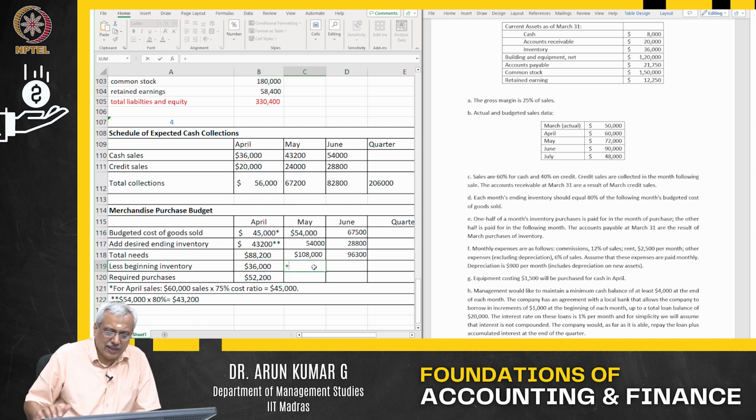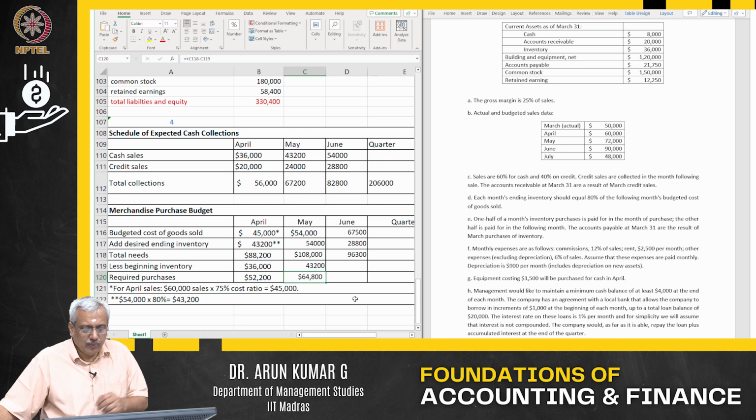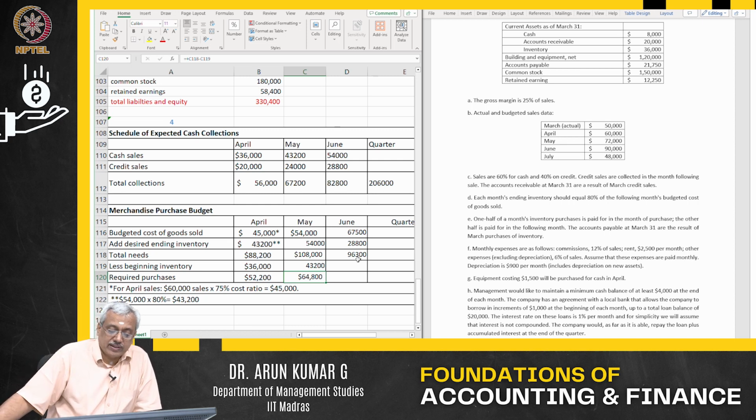Whereas in this month, what is the beginning inventory? Beginning inventory is the ending inventory of the month of April. That is the beginning inventory out here. So, what is the required purchase? Required purchase is going to be this. I'm sorry, that's because of the star. So, what is the required purchase?